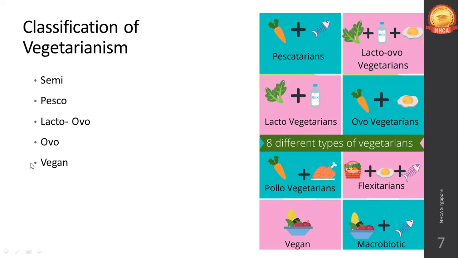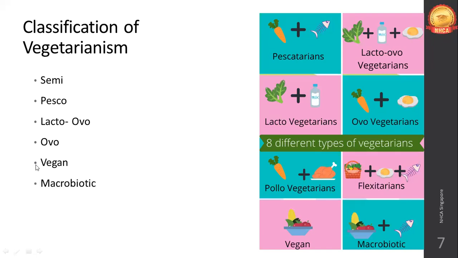Vegans eat all the vegetables, a plant-based diet, with no animal food at all. They have a higher chance of developing various nutritional deficiencies like vitamin B12, vitamin D, high-quality protein deficiency, calorie deficiency, iron deficiency, and calcium deficiency.